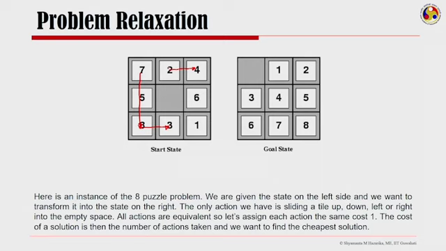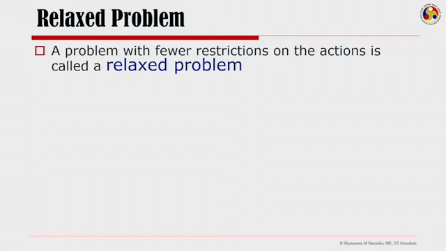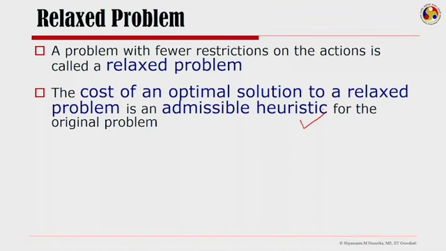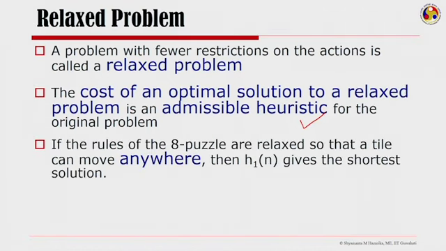So this is another form of heuristics that we will look at, where instead of counting the misplaced tiles, I am trying to count the distance in terms of moving along the x and y axes. So this is how we will look at a relaxed problem, a problem with fewer restrictions on the actions. The cost of an optimal solution to a relaxed problem is an admissible heuristic for the original problem. This is what makes problem relaxation important.